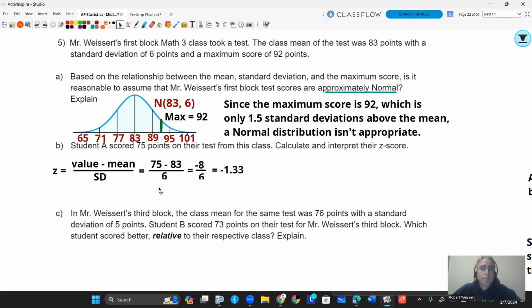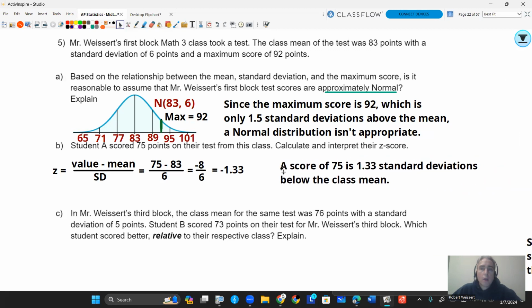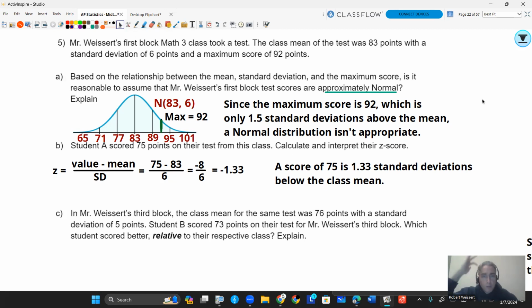What does that mean? For a z-score, that's a negative. I say it's below the mean. So I say a score of 75 is 1.33 standard deviations below the class mean. Letter C is very similar. It wants to know how a score of 73 in a different class compares to this score.